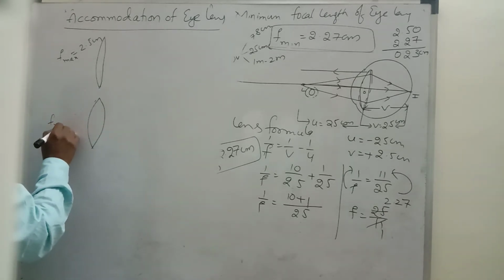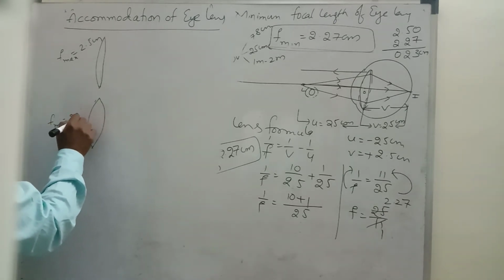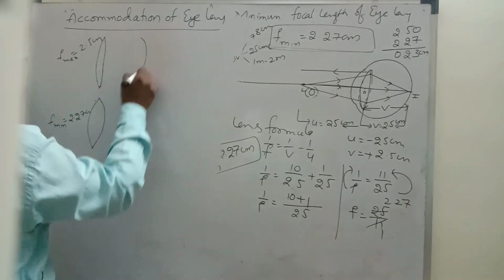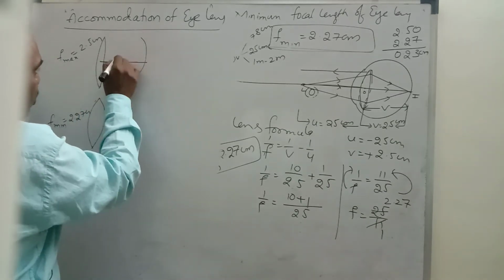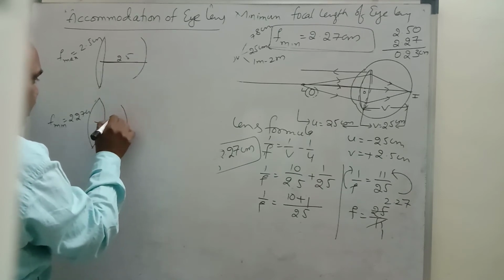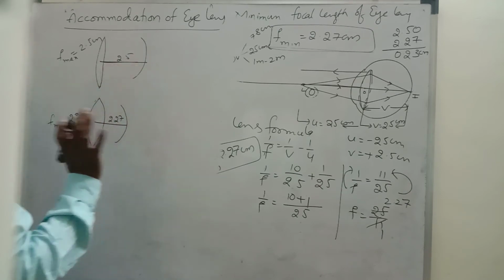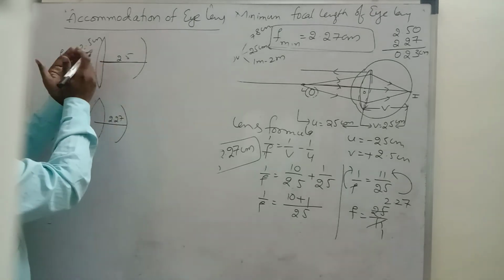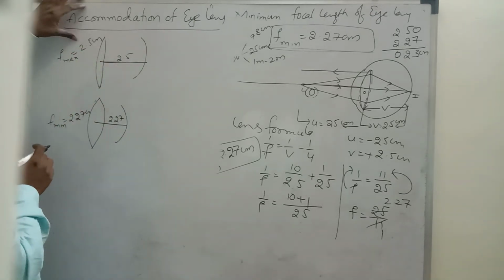What is the minimum focal length at that time? That is 2.27 centimeter. Eye lens to retina, this distance is 2.5; eye lens to retina, this is 2.27. This is less, this is more, very slightly. This adjustment is called accommodation of eye lens.